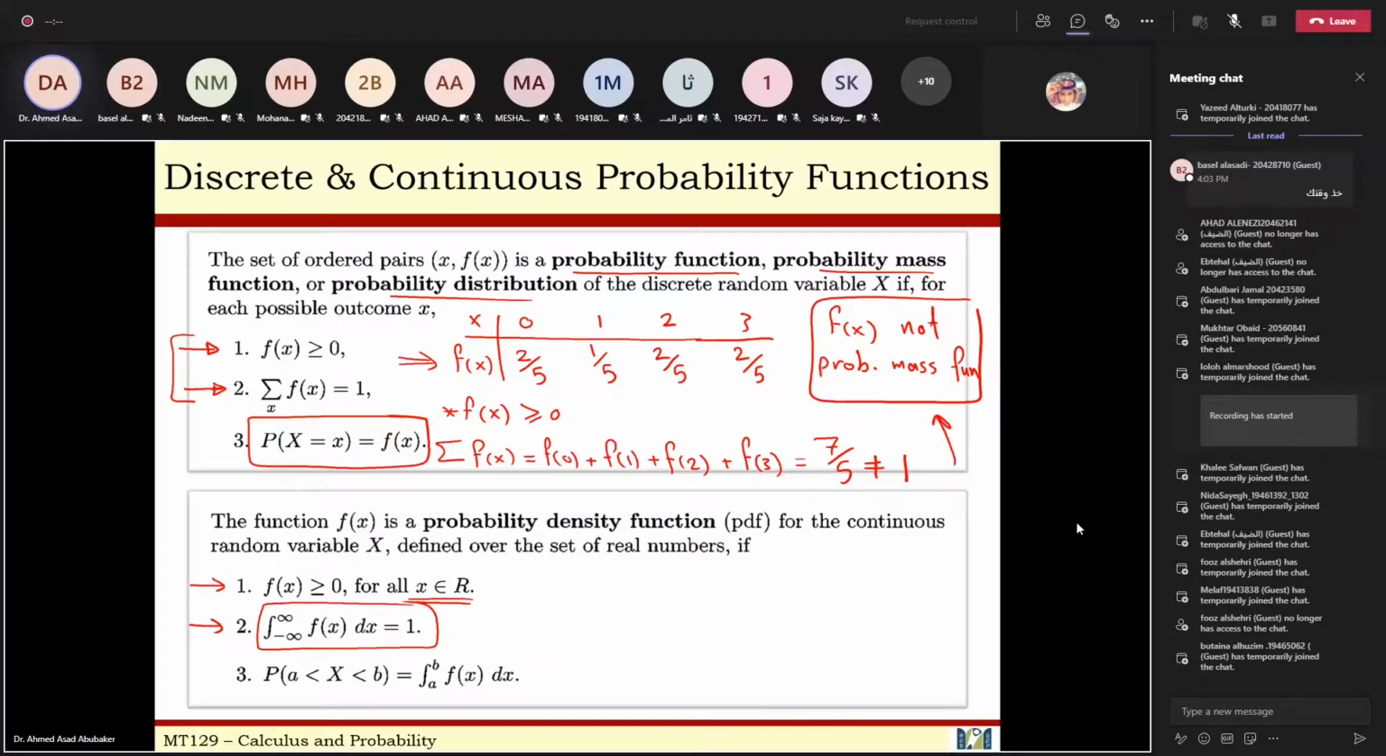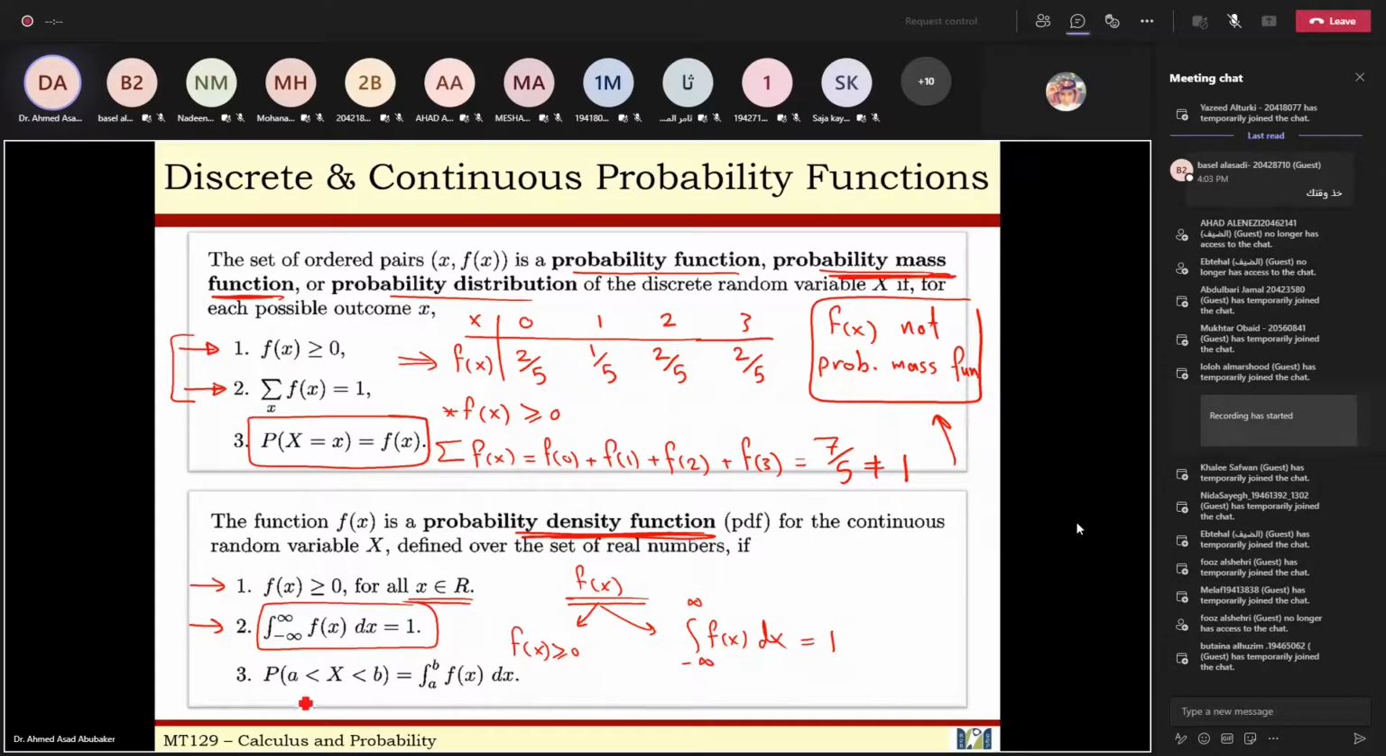Now, if we have f of x as a density function, we must verify that f of x is greater than or equal to 0, and find the integral from minus infinity to infinity of f of x dx. If this is equal to 1, then this is a density function. Density function if we have continuous. Mass function if we have discrete. Okay.